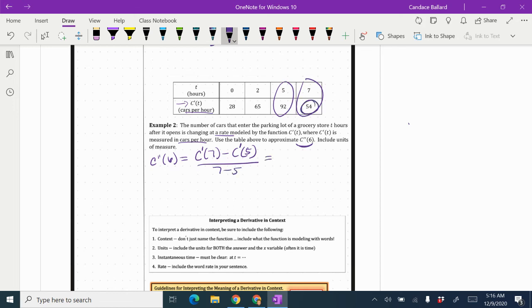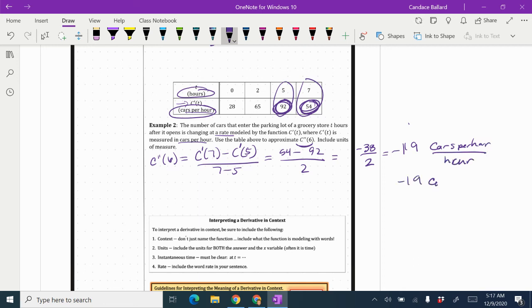So c prime of 7's y value is 54. c prime's y value at 5 is 92, over 7 minus 5 is 2. 54 minus 92 equals negative 38 over 2, which equals negative 19. And then I have to do the units of y divided by the units of x. So it would be cars per hour per hour. So you could also write that as cars per hour squared is another way to write that.